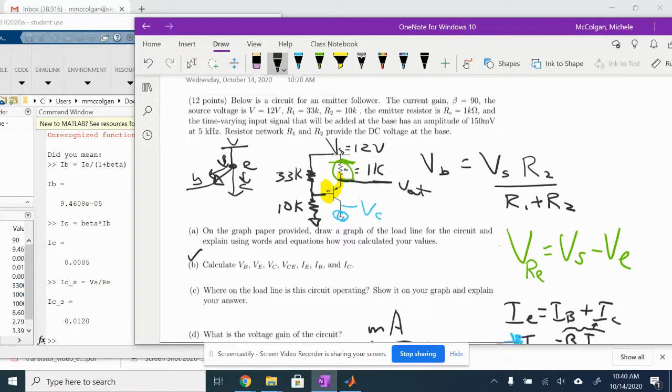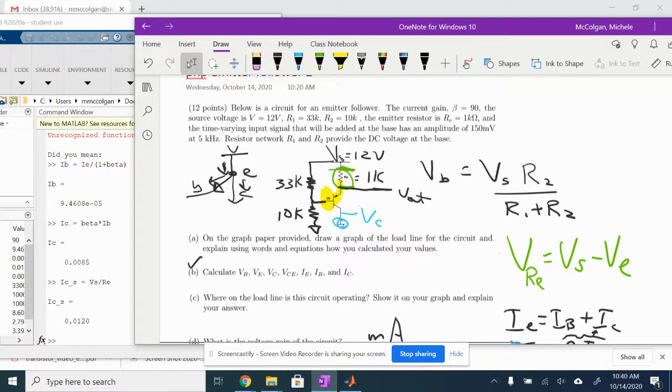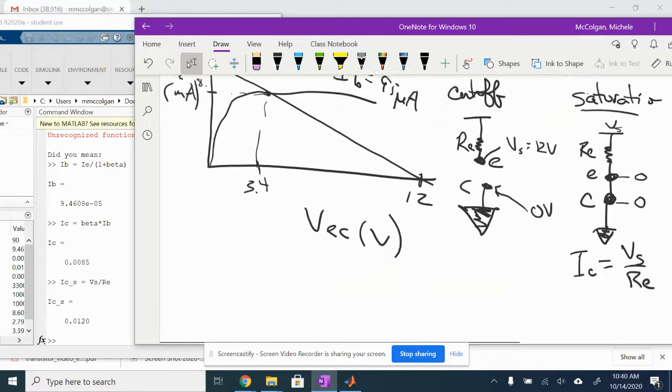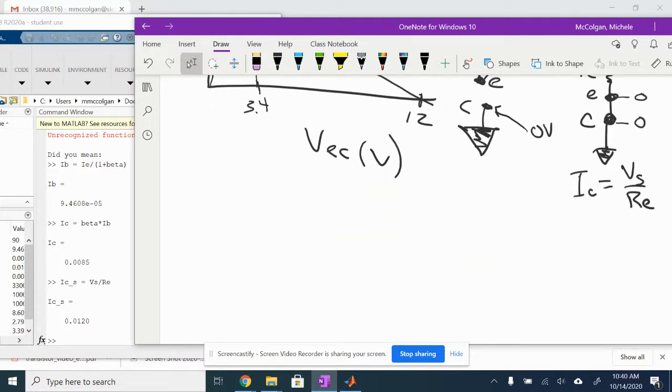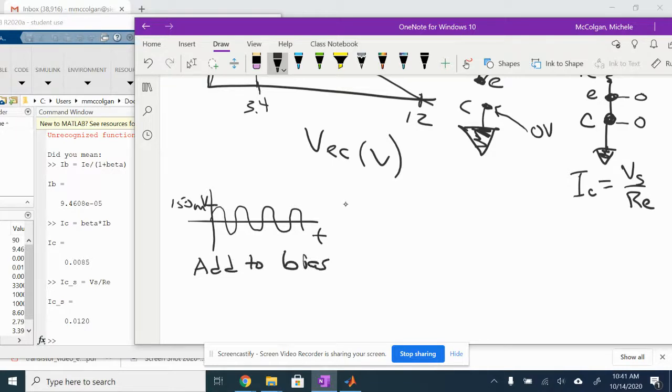And what does that mean, really? It has a lot more to do with my time-varying input signal. So if I have a time-varying input signal of 150 millivolts, I'm going to have something that looks like this. This is my input signal. This is time. This right here is 150 millivolts. That's my amplitude, right?